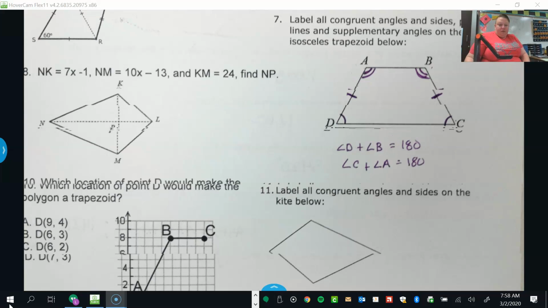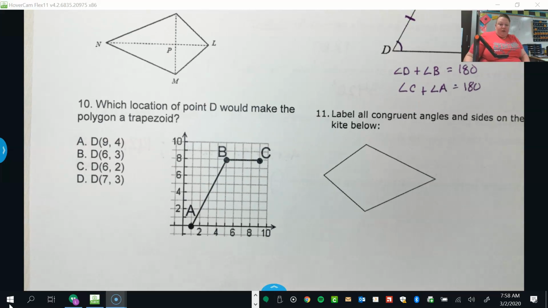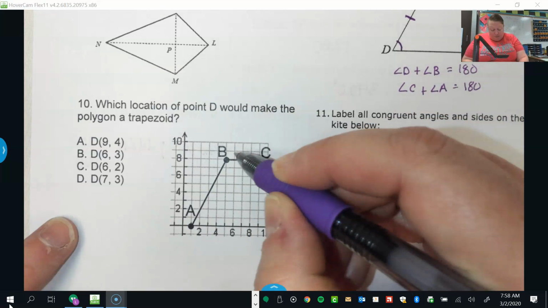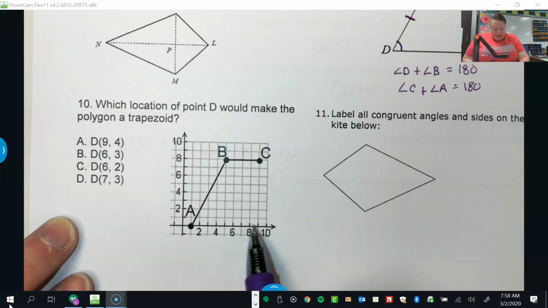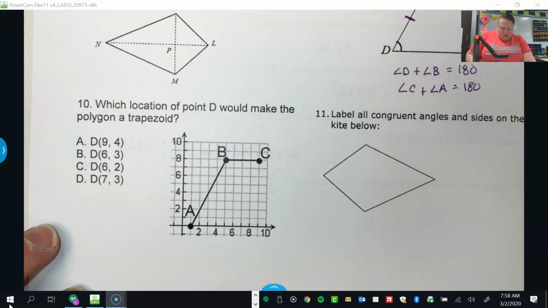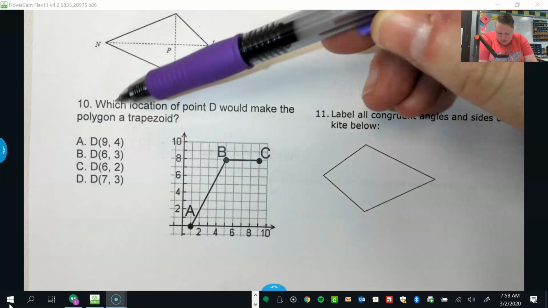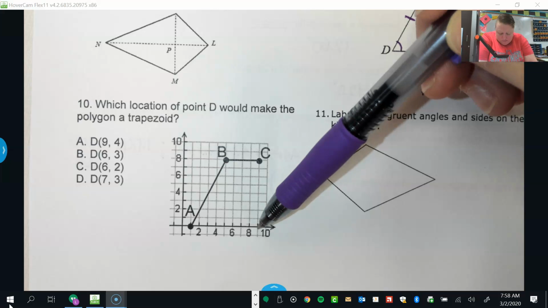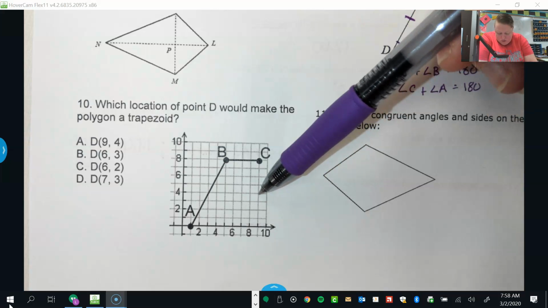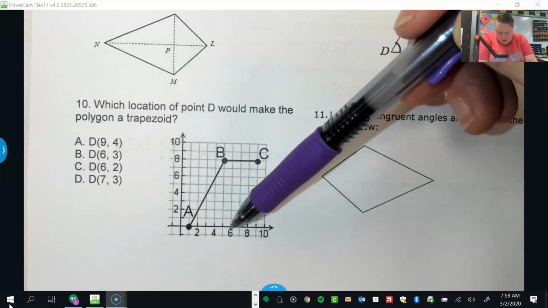Okay, number 10. Which location of D would make the polygon a trapezoid? It doesn't say that it has to be an isosceles trapezoid, just a trapezoid, which means that BC has to be parallel to AD. So D needs to be anywhere on this x-axis, meaning that the y value needs to be 0, but that doesn't seem to be an option. Let's see what's going on. 9, 4. Oh, they're really trying to trick you here. 6, 3.